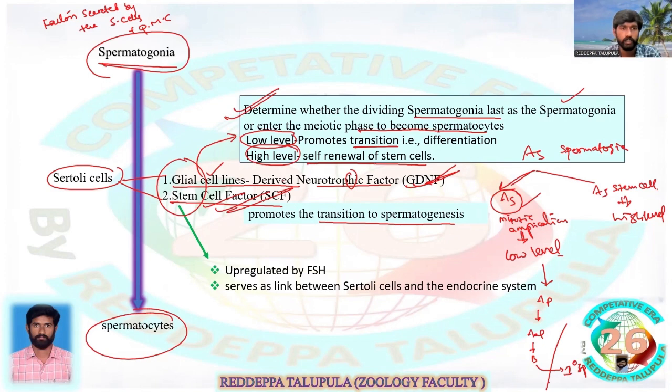Now, under which control will these two be present? They are upregulated by the FSH, follicle stimulating hormone, which causes stimulation of Sertoli cells, and these cells produce these two factors. And these two factors serve as the link between Sertoli cells and the endocrine system. Okay, keep it in mind.